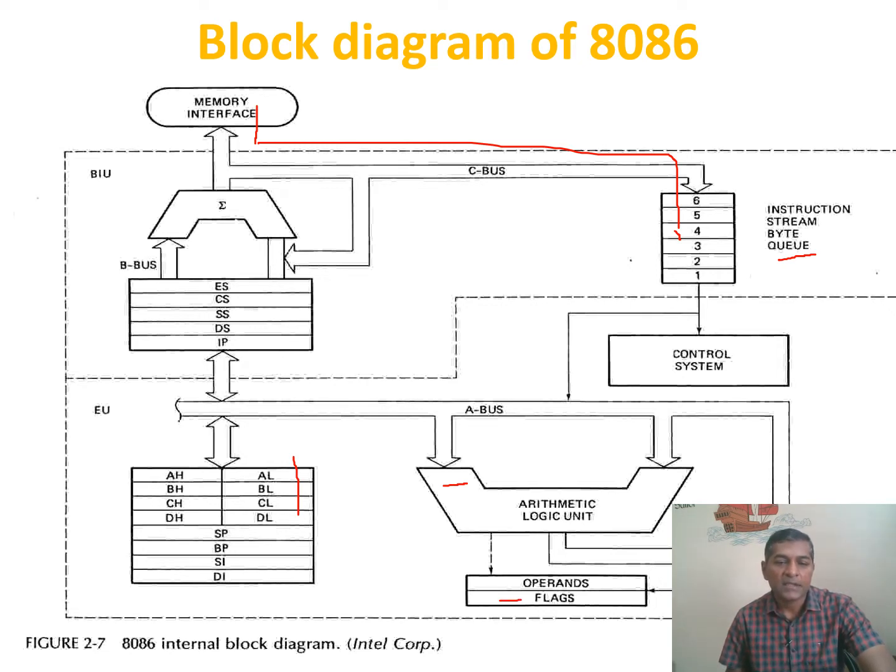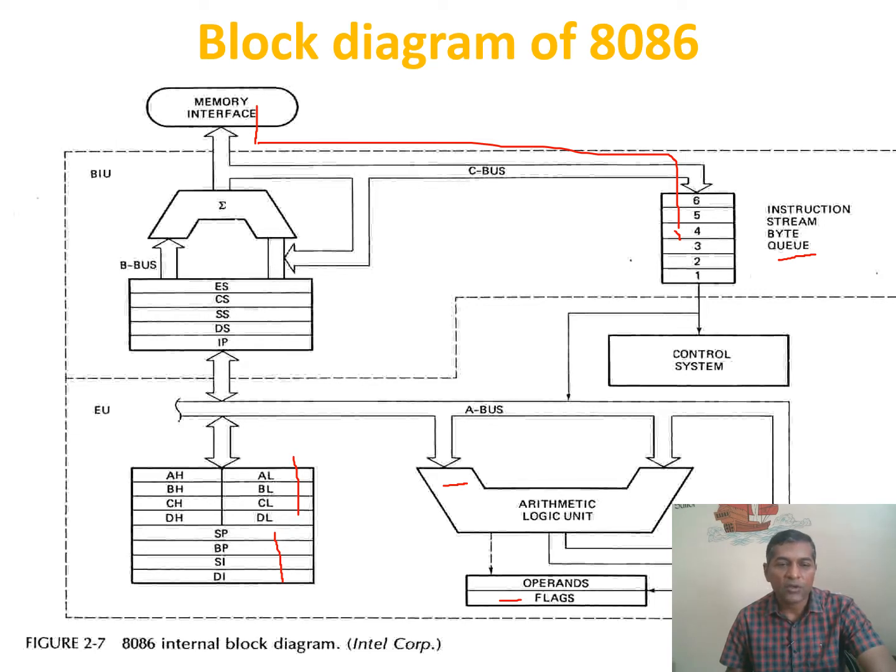Then the registers like SP, BP, SI, DI are special purpose registers. These are used for special purposes. All these are 16-bit registers. AX, BX, CX, DX are 16-bit registers, whereas these can also be used as 8-bit registers known as AH, AL, BH, BL, CH, CL and DH, DL.